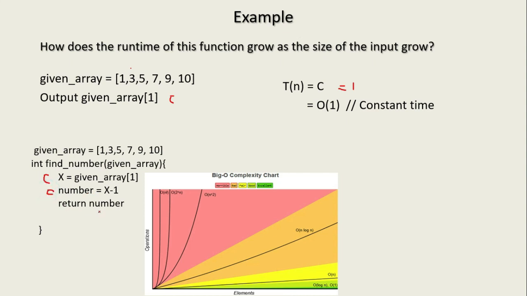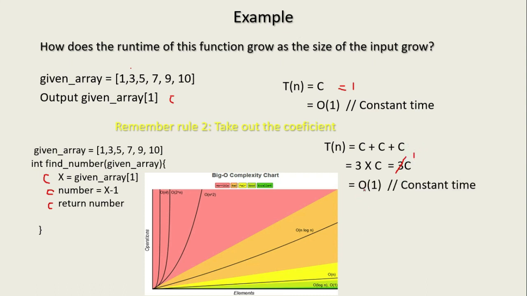The last one, return number, is the same as this one. It will not be affected by the input size, so this is also constant. So the time complexity will look like C plus C plus C, which is equal to 3 times C, or 3C. Pay attention, we have a general rule here: take out the coefficient. The constant is only 1, so we can put 1 under O. So it becomes O of 1, or O1, constant.